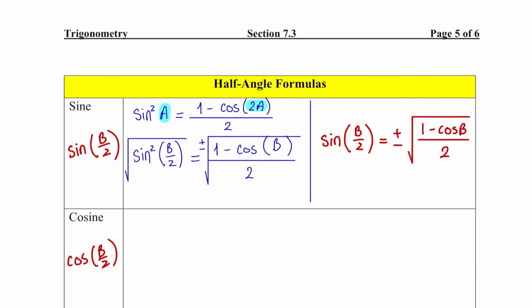So the half-angle formula for sine is sine of b over 2 equals plus or minus square root of 1 minus cosine b over 2. Plus or minus, your answer can either be plus or minus, not both. You have to choose the correct sign that is corresponding to your angle. So for example, if the angle b half is in the first quadrant, then sine of b over 2 is positive. If the angle b half is in the third quadrant, then sine of b over 2 is negative.